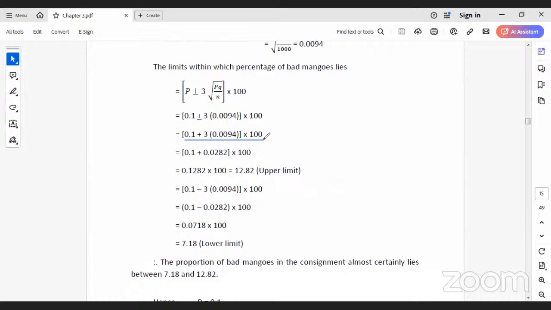12.82 is the upper limit. Then next with minus. 0.1 minus 3 into 0.0094 into 100. Okay, that is 7.18, the lower limit. So the proportion of bad mangoes in the consignment almost certainly lies between 7.18 and 12.82.